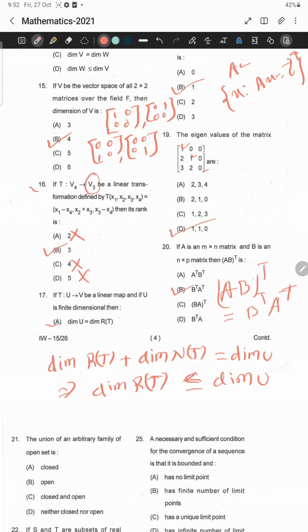I hope today we have covered all the questions which were asked from abstract algebra. Next time we will cover the questions from analysis, real analysis or topology.